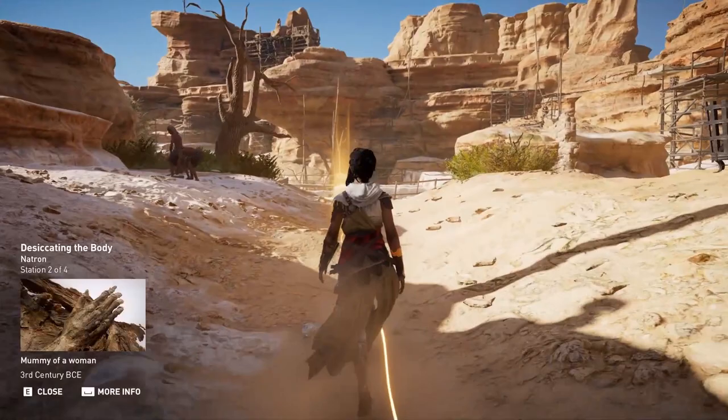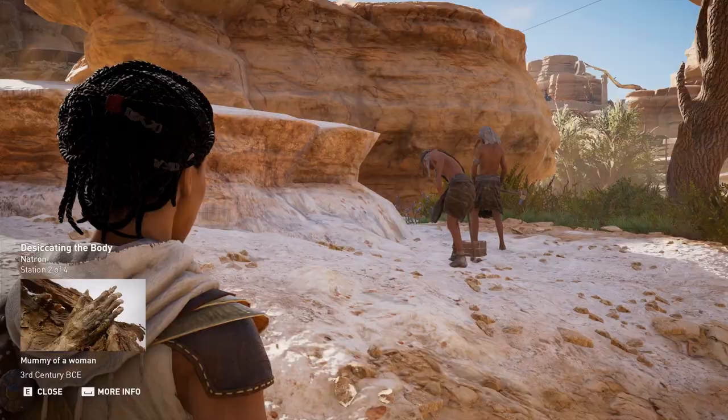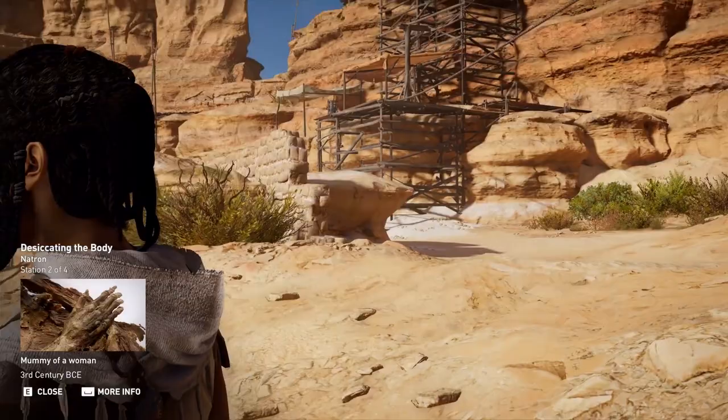During the ceremonial embalmment ritual, the priests pack the body in natron in order to remove all of the moisture. Once the body was thoroughly desiccated, they could begin the wrapping.